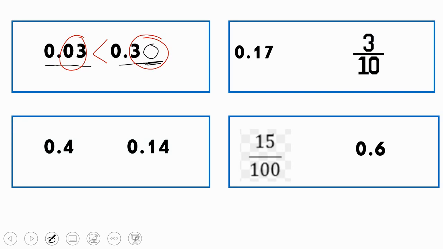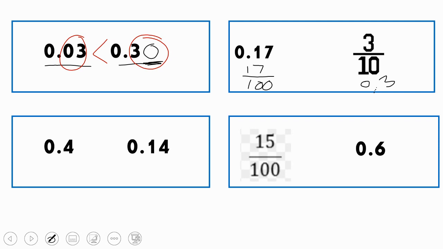All right, over on this next one, I'm given a decimal and then I'm given a fraction. Oh, that can get so tricky. But really, it doesn't have to. I can either change my decimal to a fraction or change my fraction to a decimal, either way, and I can compare like that.